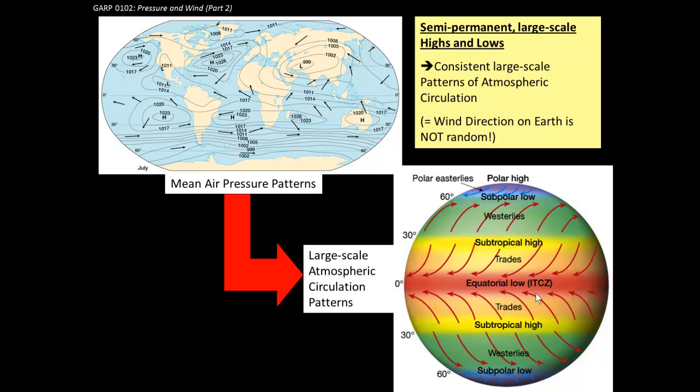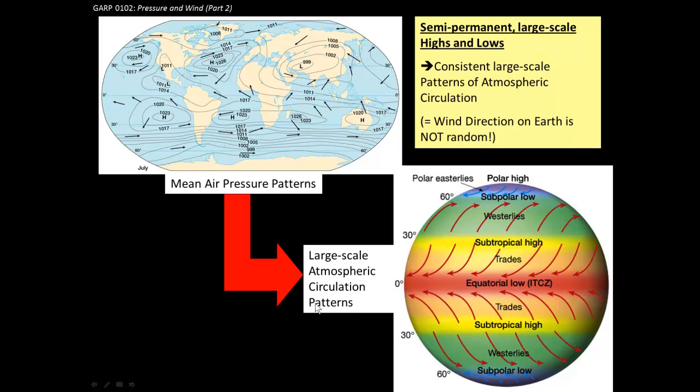So, if we have air pressure patterns that are very much constant, low pressure areas, high pressure areas, then what does that mean? It means that you get consistent large-scale atmospheric circulation patterns, which is basically a fancy way of saying wind direction on Earth is not random. Because if these pressure systems kind of hang out where they are all the time, then you always have high pressure, low pressure, and a pressure gradient that sets the air in motion. And that's exactly what's going on.